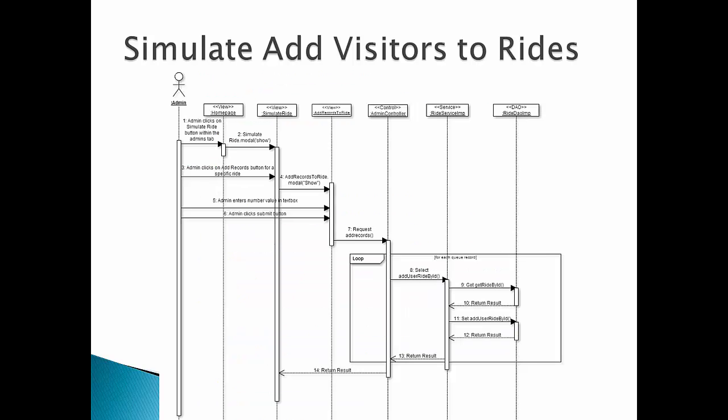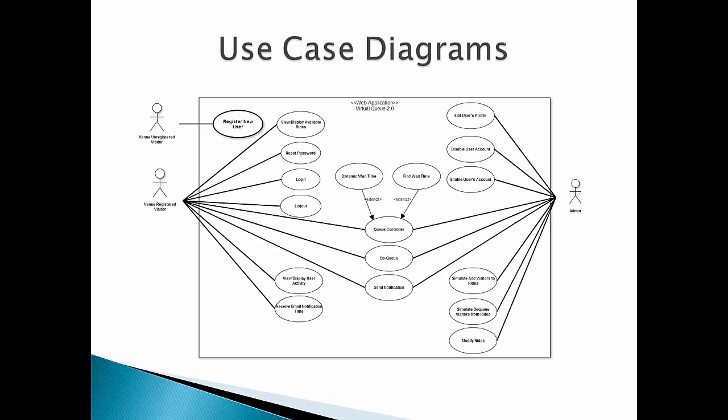And this is the specific sequence diagram for that user story, which has the specific objects within the code as well, and follows the steps. And this is the use case diagram for the semester, with all the use cases that we have worked on, also including the user stories from VirtualCube 1.0.